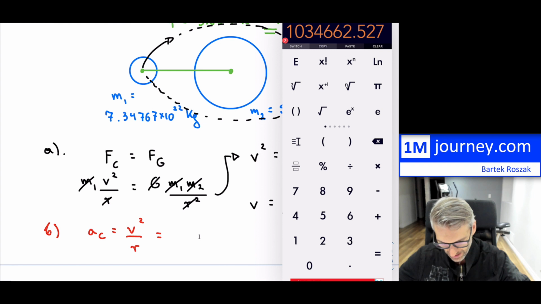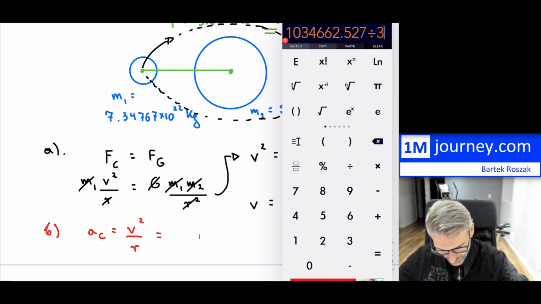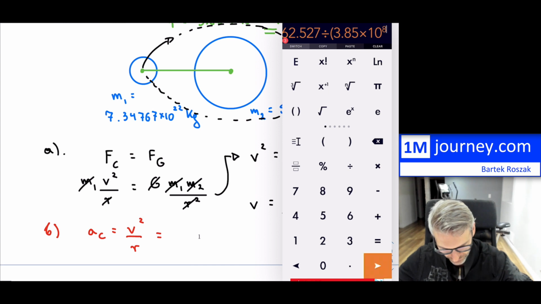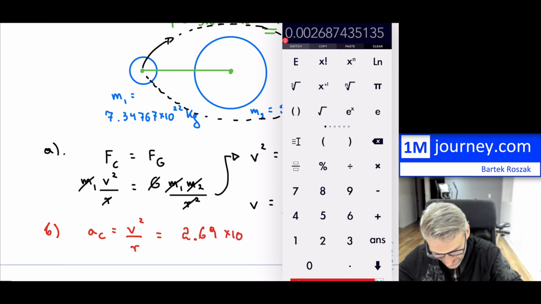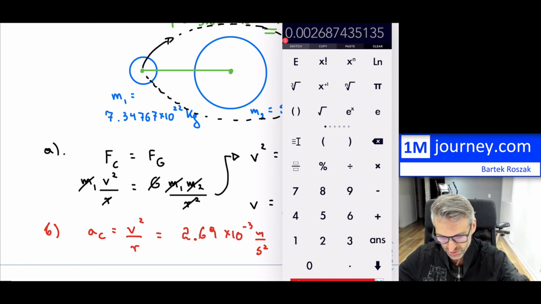Now I'm going to take my answer and divide it by R, which is going to be, sorry, I'm going to rewrite this in brackets, 3.85 times 10 to the 8. And of course, this is going to be a smaller acceleration. So let's put this up in here: approximately 2.69 times 10 to the negative 3 meters per second squared. And that's what you would have had.